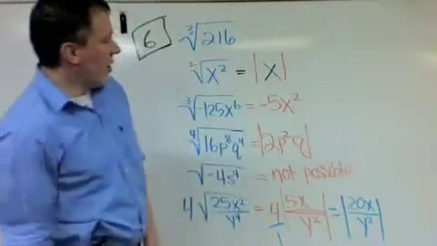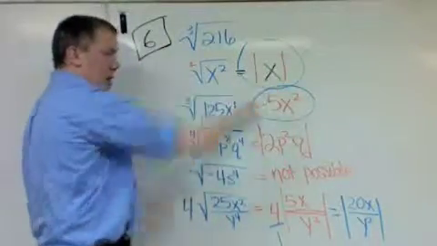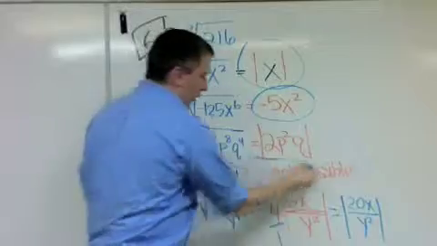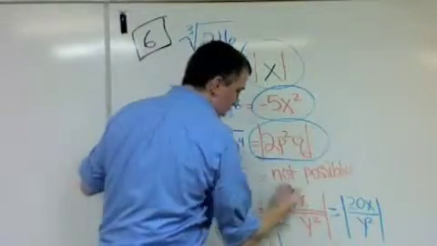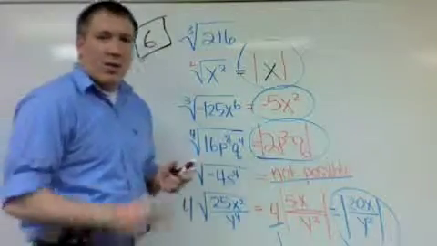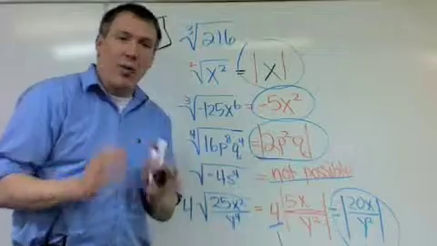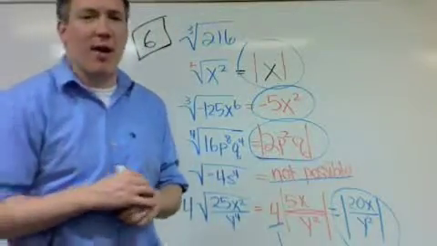Okay? And so here are all my answers. This one is 6, absolute value of x, negative 5x squared. The absolute value here, this one is not possible, and there's my last answer. Okay, I just went through these extremely quickly. But once you get it, it will be a very fast problem for you.